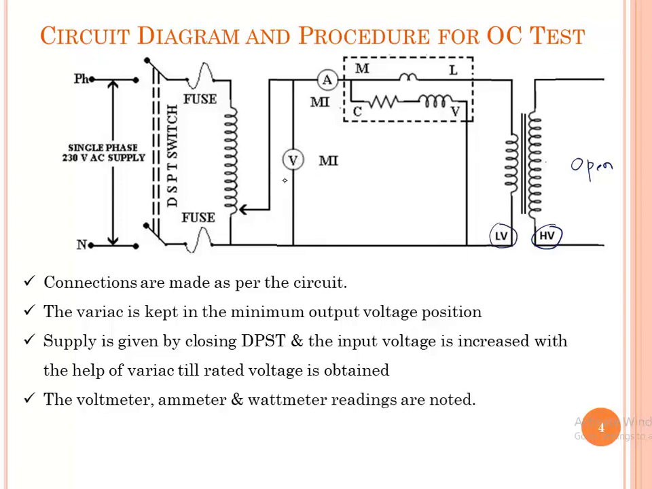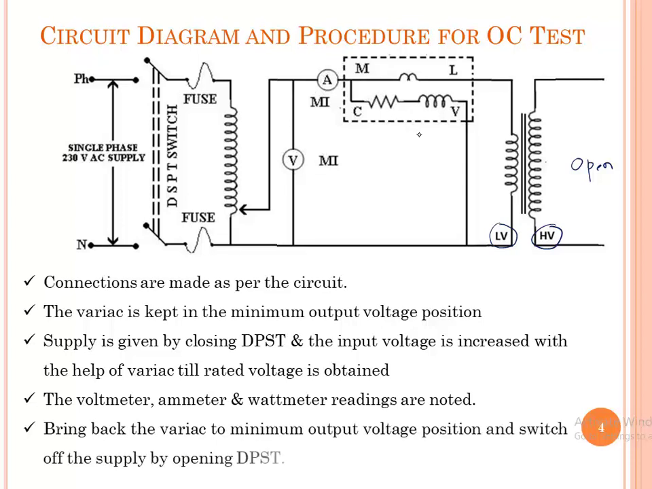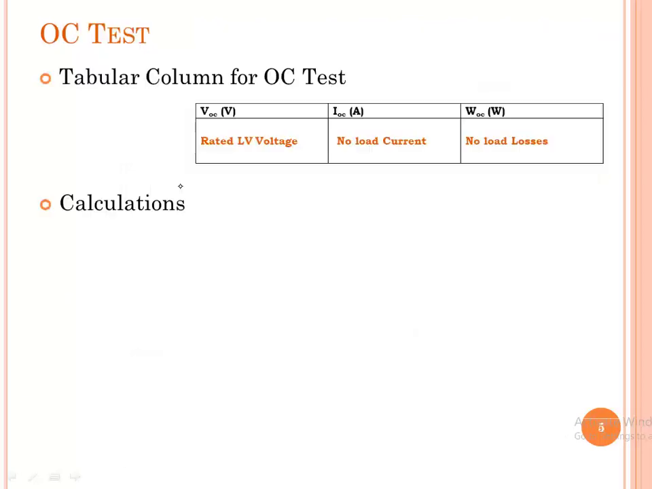After applying the rated voltage, note down the values: voltmeter reading, the ammeter reading and wattmeter reading. Tabulate all the readings in the tabular column. Bring back this to initial position, that is 0 position. Open the DPST switch and switch off the supply. This is the tabular column. Now we'll see the calculation part.